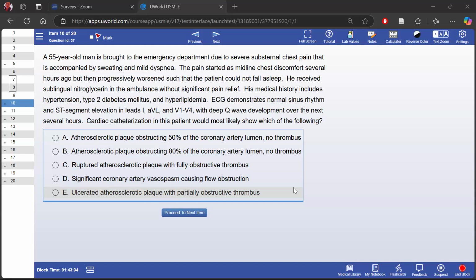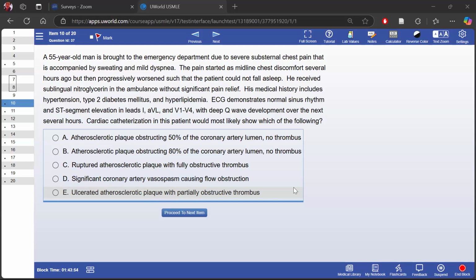Atherosclerotic plaque obstructing 80% of the coronary artery lumen without any thrombus. Ruptured plaque with fully obstructive thrombus. Significant coronary artery vasospasm causing flow obstruction and ulcerated atheromatous plaque with partially obstructive thrombus.